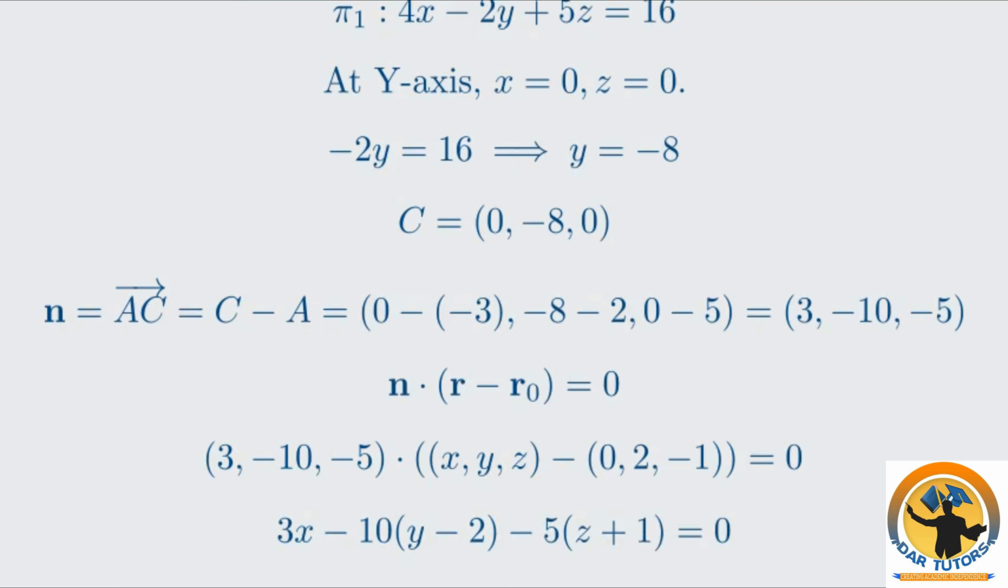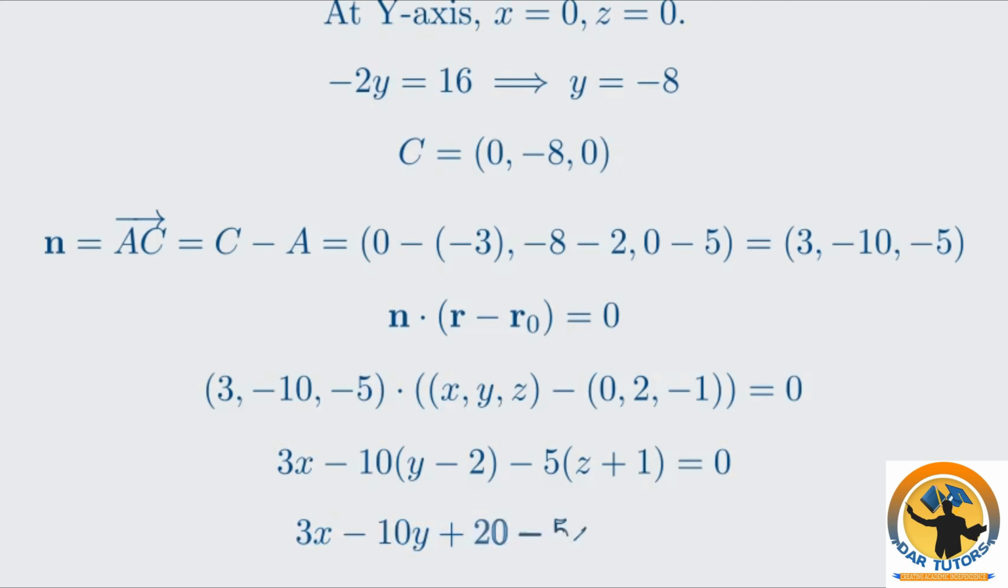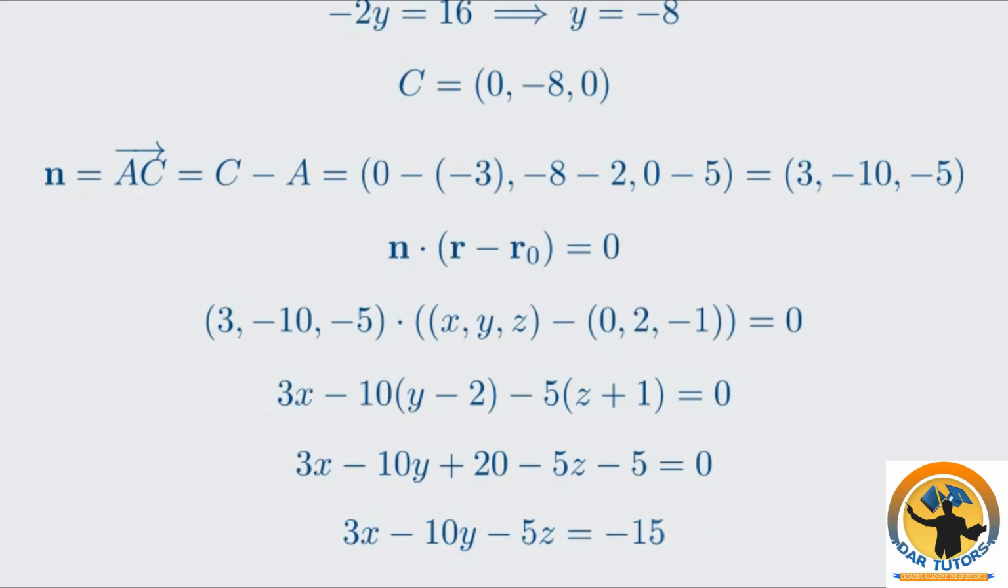Expanding this, we get 3x - 10y + 20 - 5z - 5 = 0, which gives us the final equation of plane pi2: 3x - 10y - 5z = -15. Here is the solution for question 5.